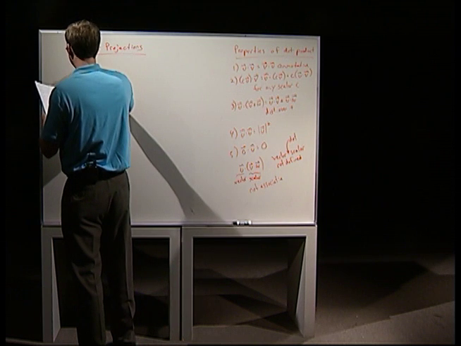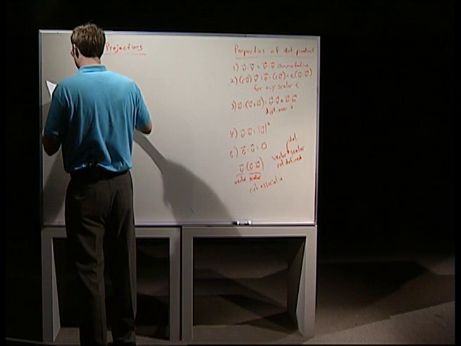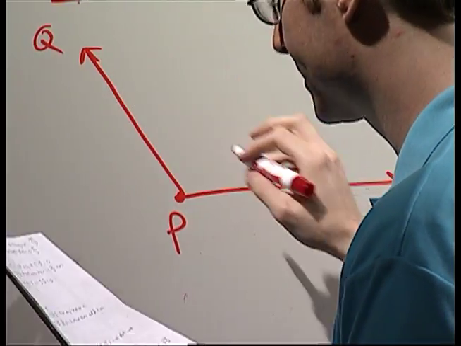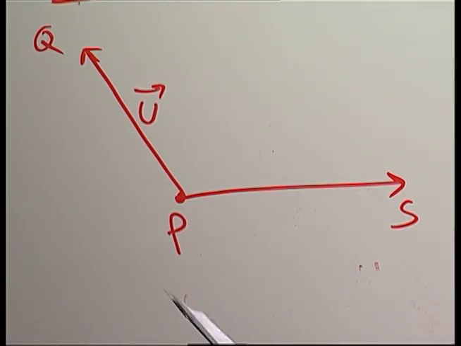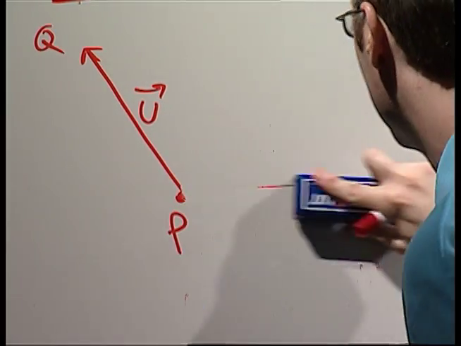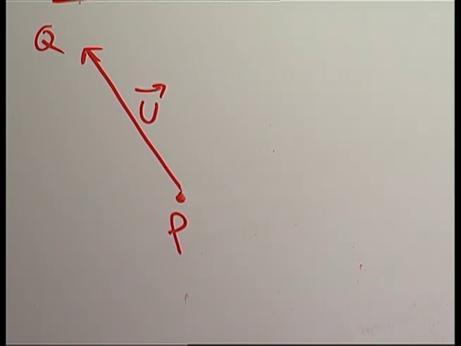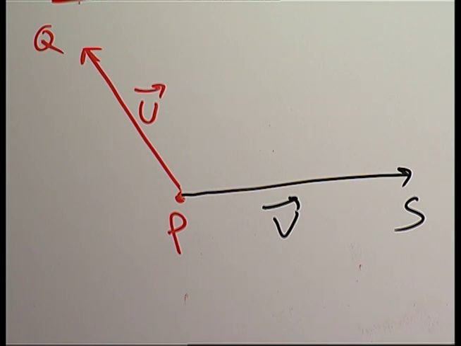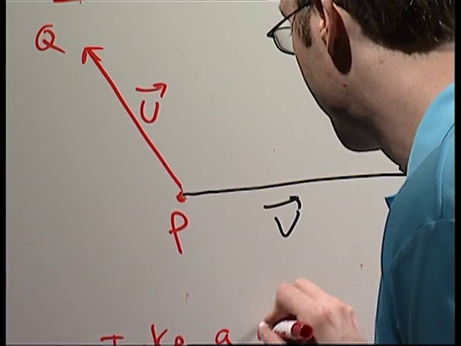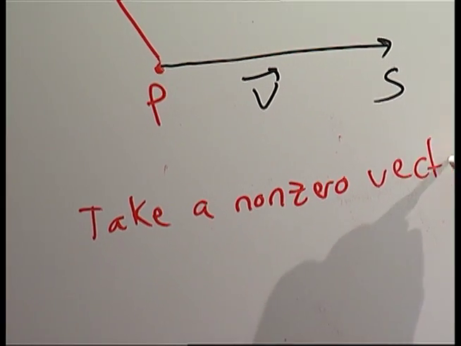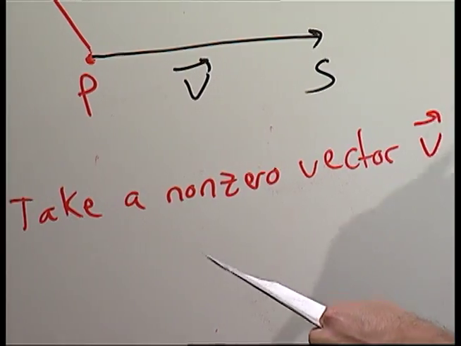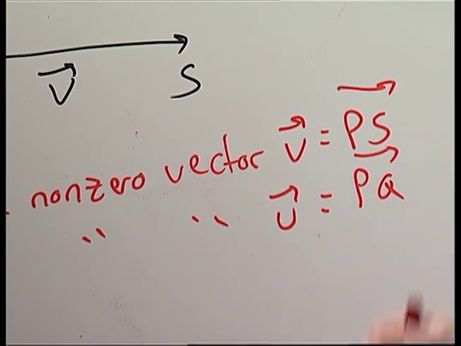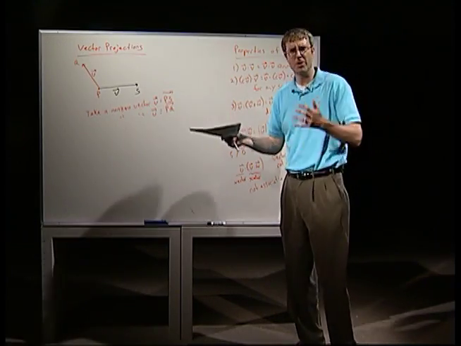Okay, here's a picture. Let's draw this so I get what I want. So let's label some points here. There's P and there's S, and up here let's put Q. And let's call this vector up here U, and let's call this vector down here V. Right? And so I'll start with a non-zero vector, V, which is PS in this case, and another non-zero vector U, which is PQ. Okay? And I want to ask myself, what is the vector projection?